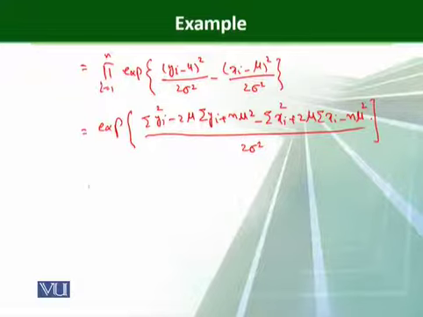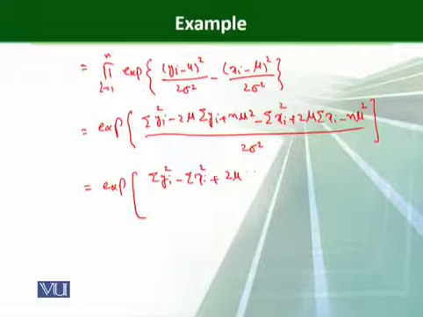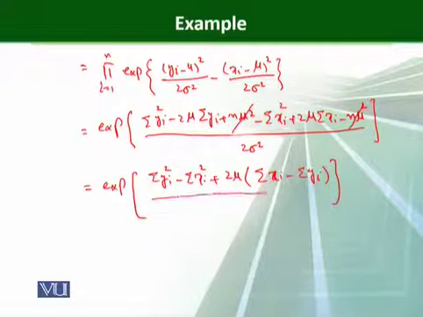So further we are going to simplify it, that is exponential, and we collect the square terms together, that is sum yi square minus sum xi square plus 2 mu, we take it common, and that is sum xi minus sum yi, these cancel out, and whole divided by 2 sigma square.